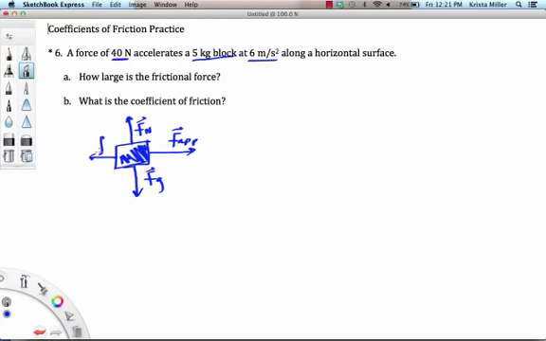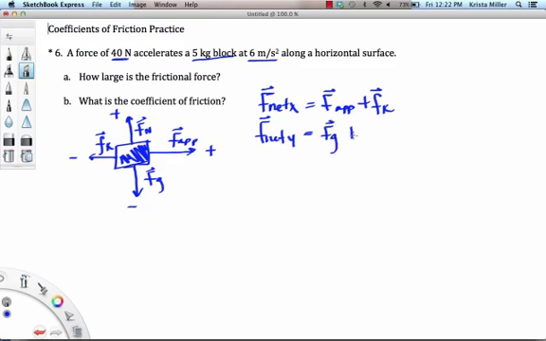Now you can probably see I'm drawing the frictional force smaller than the applied, so what I'm wondering is why. Hopefully at this point you're saying you're doing that because if there is a net acceleration, that means applied's got to be greater than friction. So let's write down what we know. We know our F net in the x direction is equal to the applied plus the friction, and we know the F net in the y direction is equal to gravity plus normal.